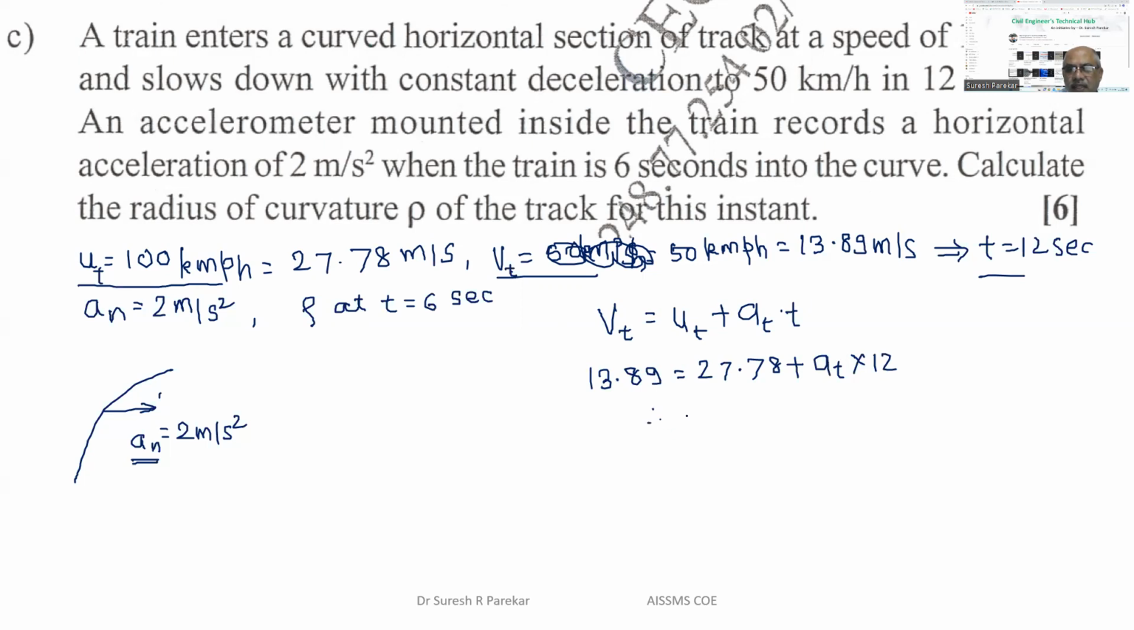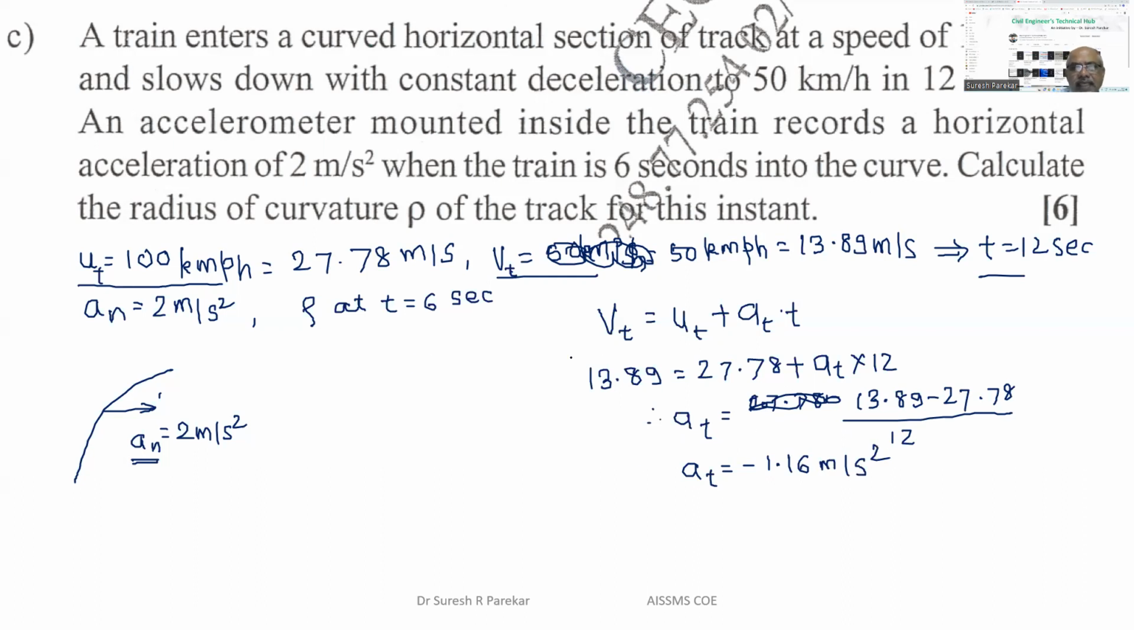If you solve this, we have a_t equal to 13.89 minus 27.78, divided by 12. And we have a_t equal to minus 1.16 meters per second square.